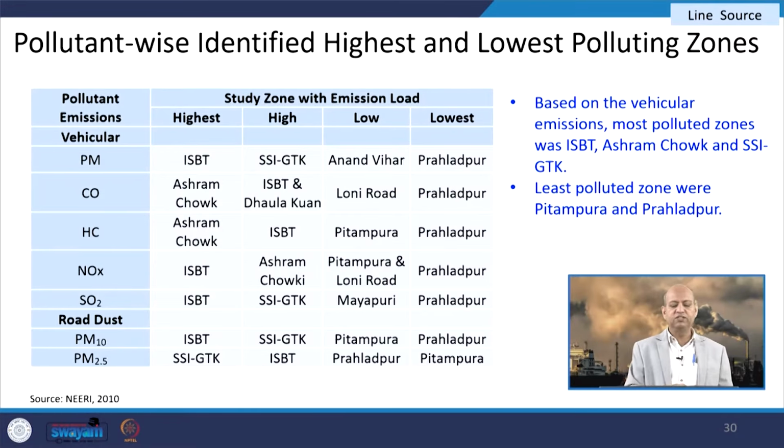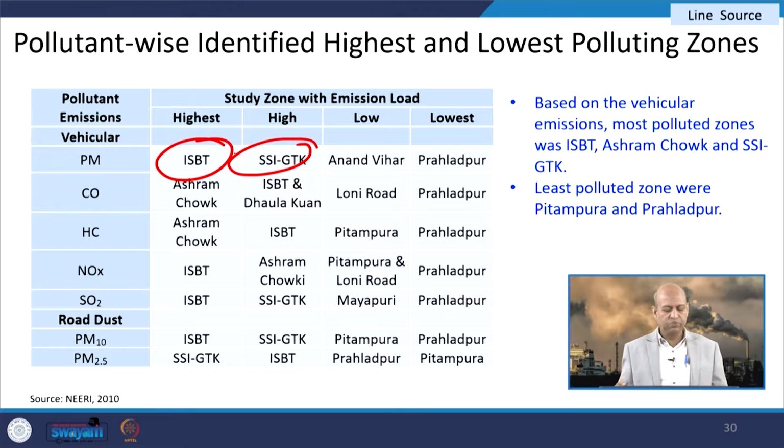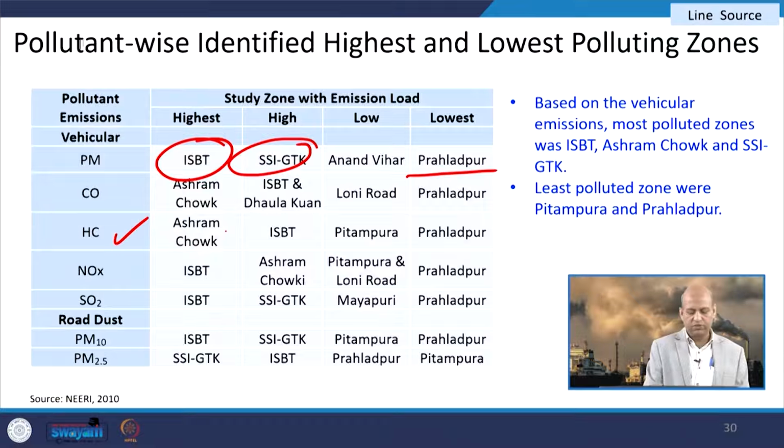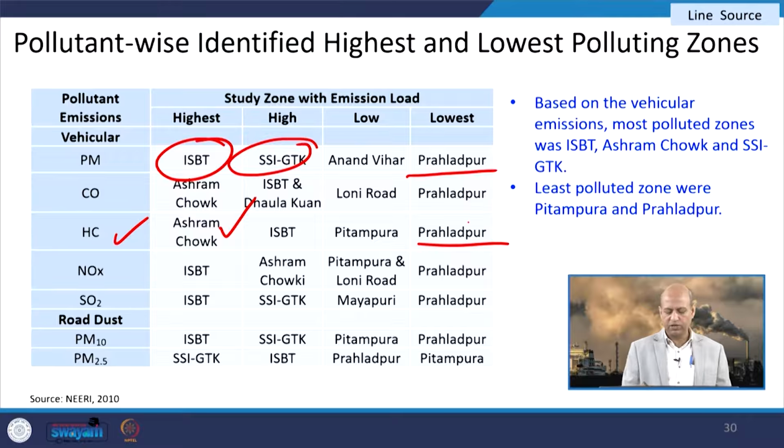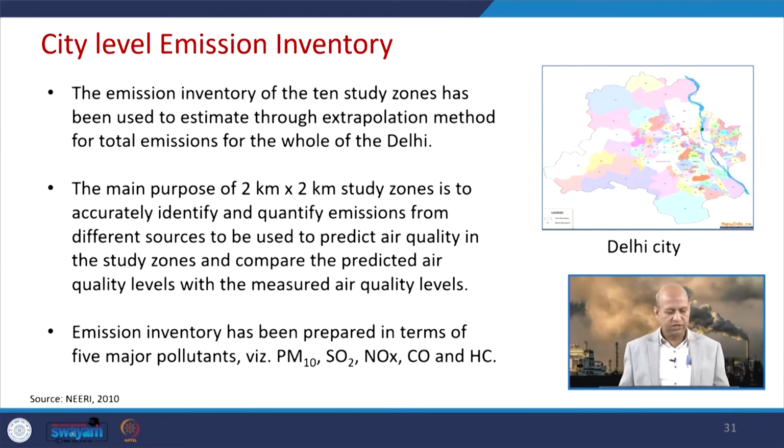Well, if we want to consider the pollutant wise identified highest and lowest polluting zones: the particulate matter highest is from the ISBT area, okay, and then high is from the small scale industry Grand Trunk Karnal Road, and lowest is in Prahladpur. Okay. Similarly, for hydrocarbons the highest is in Ashram Chowk, lowest in Prahladpur. So Prahladpur, you can see, is mostly the lowest emitting location or zone for different kinds of pollutants.